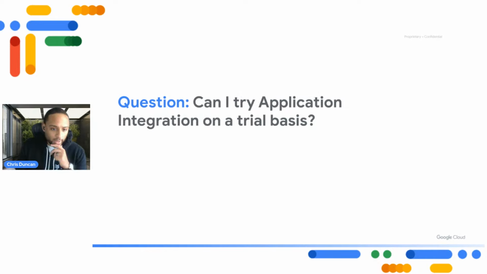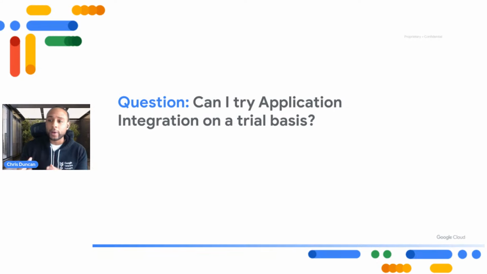The next question we had: can I try application integration on a trial basis? Absolutely. If you go to the documentation for the product, go to Google Cloud and type in application integration pricing. We actually have a free tier. So everyone that's here, if you have an opportunity, you can absolutely try this solution for free. You get up to 400 integration executions for free. After the 400 executions, you're going to get charged on a pay-as-you-go basis.